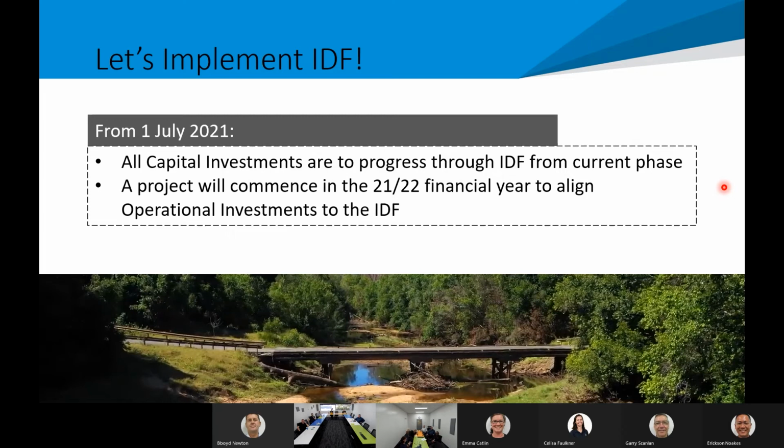And that'll be a work in progress, and certainly a project in the first half of, or from, 1st of July. So for operational investments, there's a project commencing in the 21-22 financial year, which is specifically looking at how we align operational investments to IDF. It's more about doing basically the same exercise we're now doing, that implementation, for the operational, and there's a few more mechanics in that.